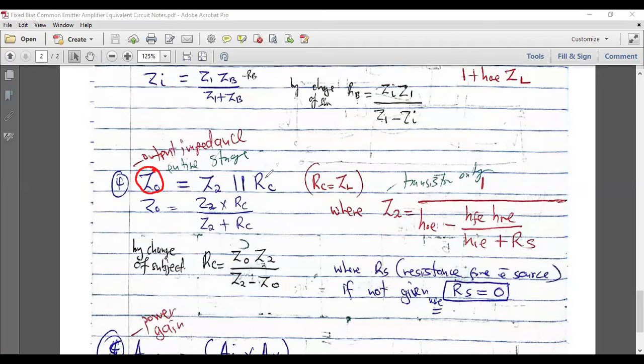So you're going to notice that RC is the one that you need to calculate. What about Z2? Because Z2 is also an output impedance, but of what? This is of the transistor only, which is the one where we need our H parameters now.